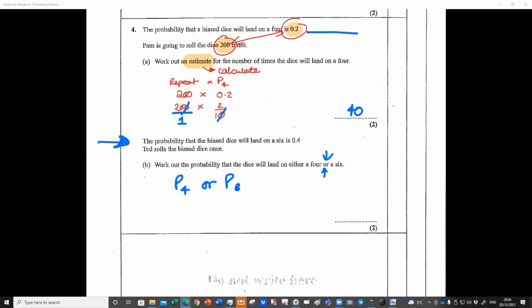So what was the probability of a 4, by the way, first of all? 0.2. And what is the probability of a 6? 0.4. And what are those two added together? 0.6. And that's your final answer. You can give the answer as a decimal, as a fraction, or even as a percentage. All those 3 answers are equivalent to each other and they are all perfectly acceptable.